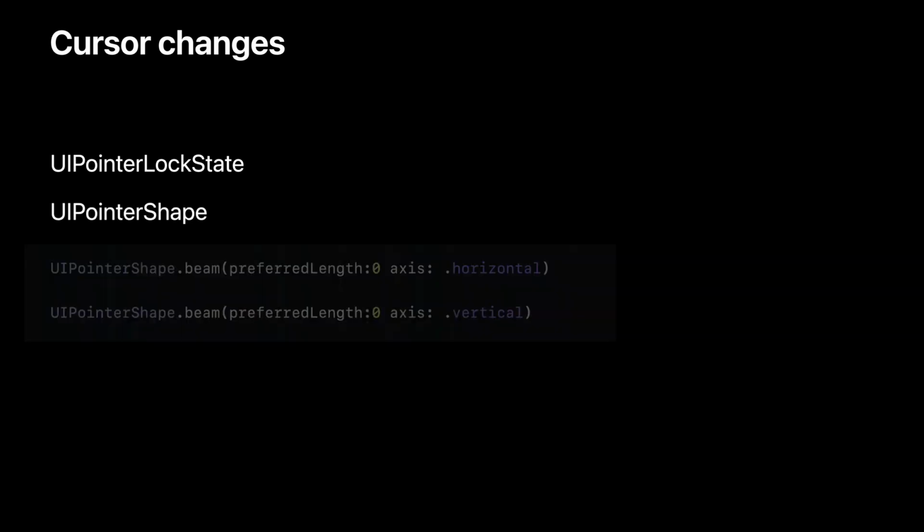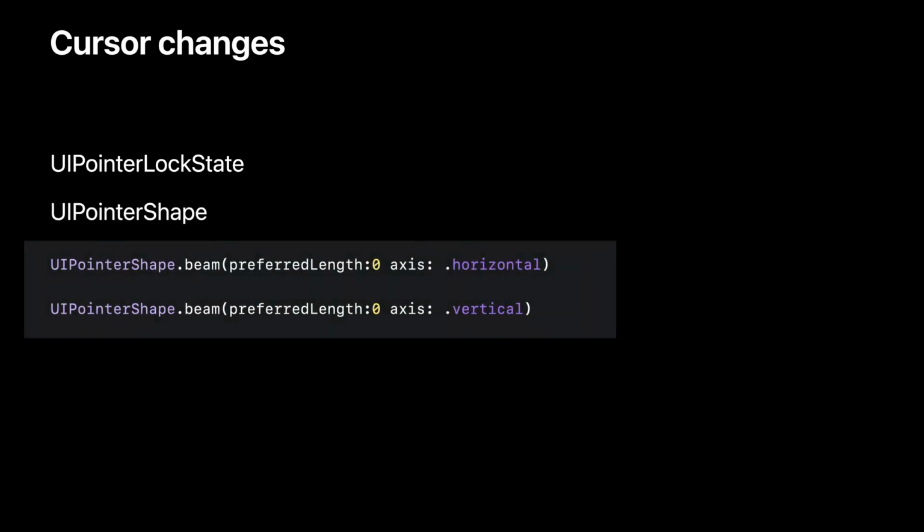We also support UIPointerShape, which can be used to get I-beam cursors in either the horizontal or vertical axes. When you use this API on macOS, you'll get one of the canonical NSCursor shapes. Finally, we support a pointer style of hidden to allow you to hide the cursor when necessary in your app.